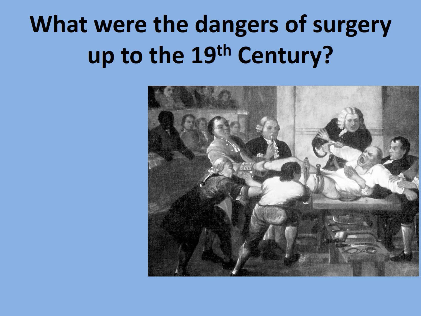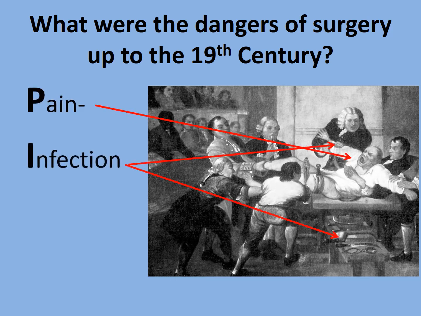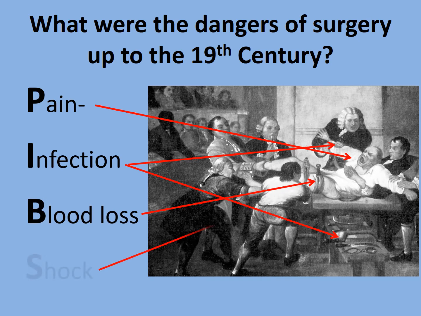What were the dangers of 19th century surgery? Well, let's remind ourselves. Make some notes. Firstly, pain. Then infection. Then blood loss. And then shock, or PIBS for short. Once you've noted down these headings just as a way of remembering it, then we'll move on.